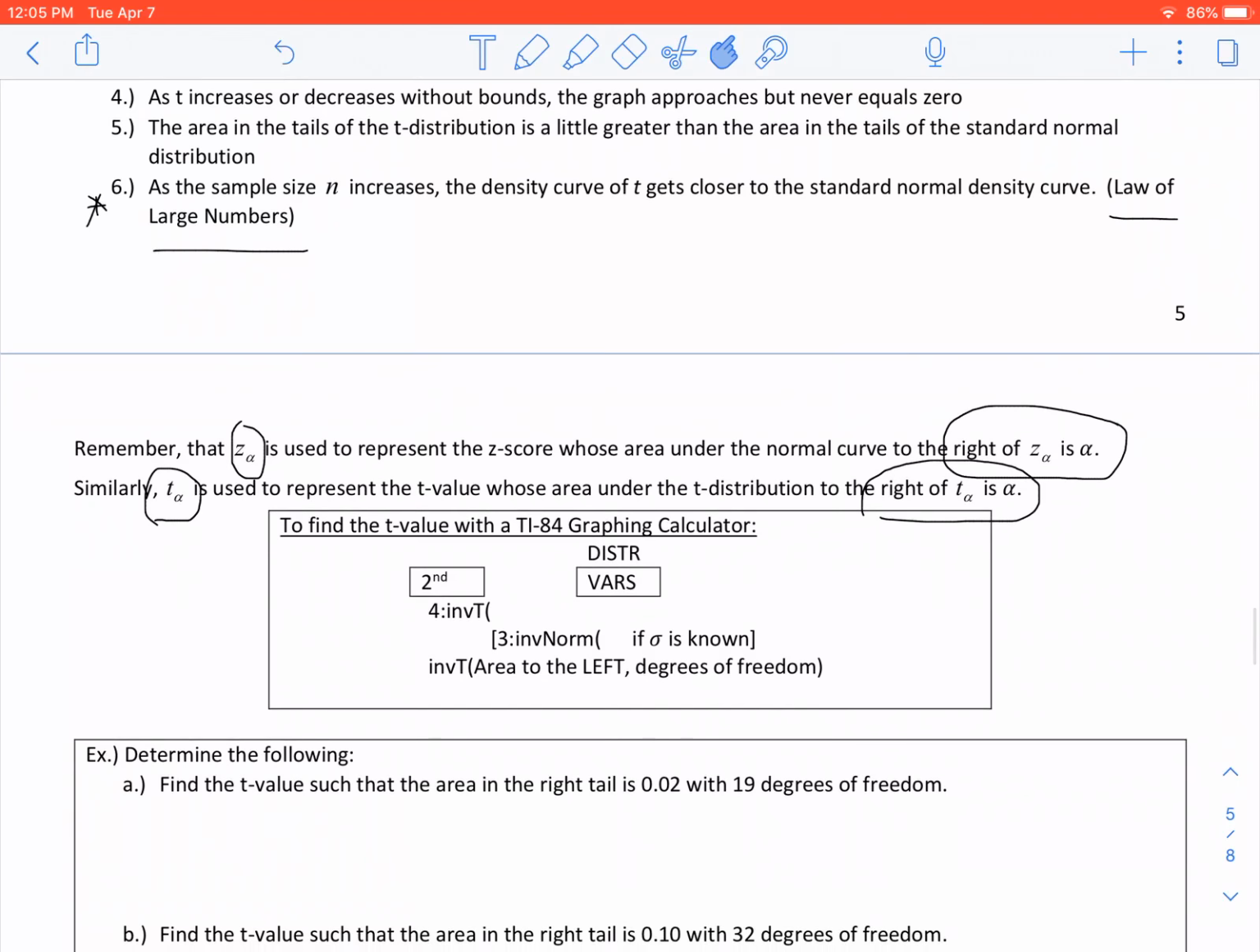So we have a couple calculator steps here. The first one, which we'll give a star, says to find the t value with a TI-84 graphing calculator. We're going to go to second vars, which is distributions, and number 4 is inverse t. This is what we use for our t distribution. If we know sigma, which again isn't very often, then we use number 3, which is inverse norm, and we use the z distribution.